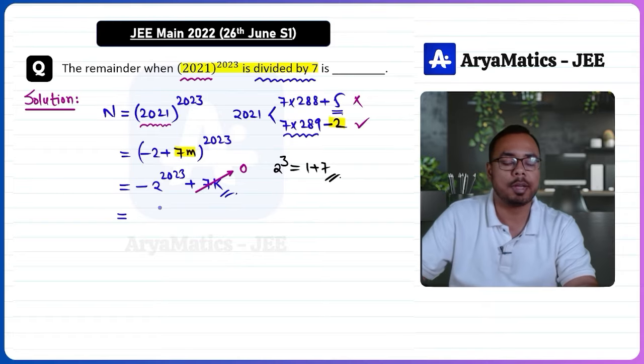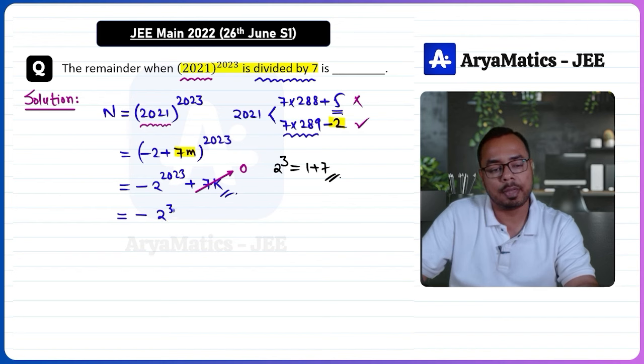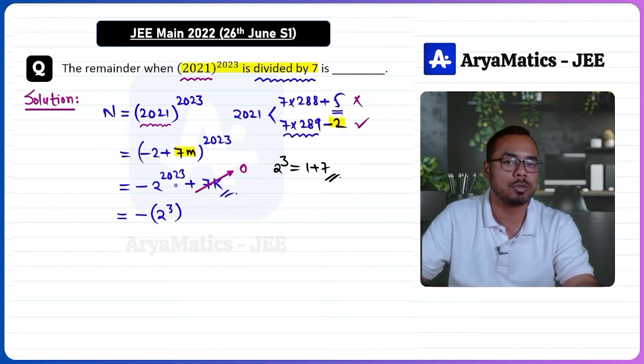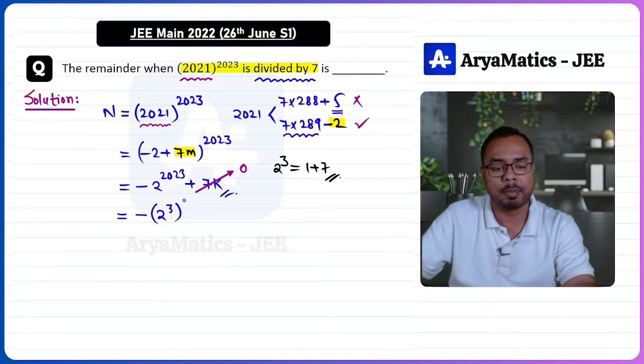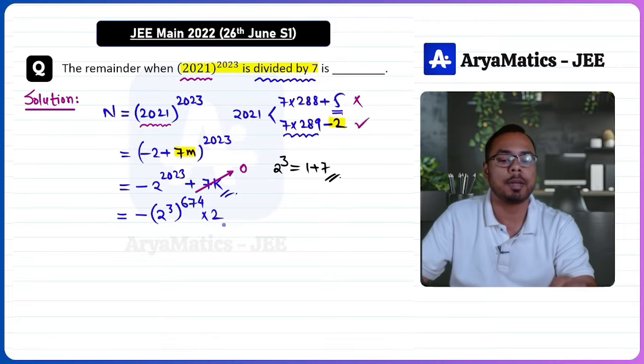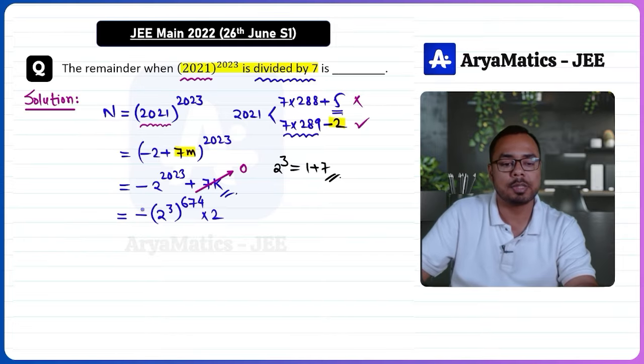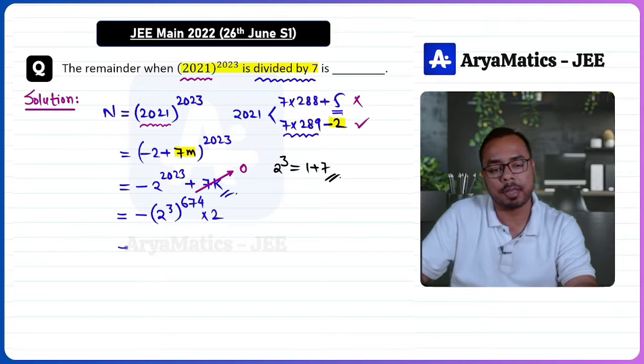So here we'll try to write this number with the minus sign kept common, and then we can write this as 2 cube raised to something, right? You can see that 2 raised to 2022 will be a multiple of 3. So you can separate 1, 2, and 2022 divided by 3 gives 6, and then you have 7 and 4. So we can write the same number in this form, right? The second part is a multiple of 7, remainder will be 0.